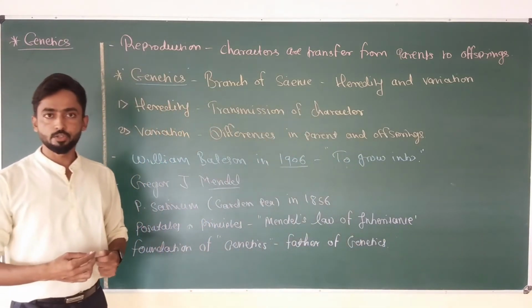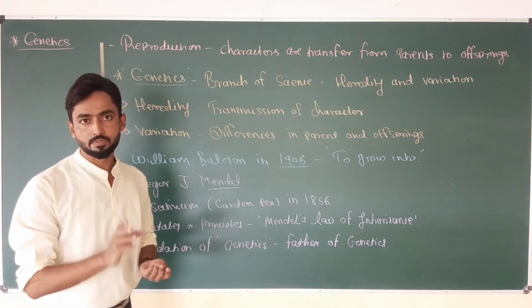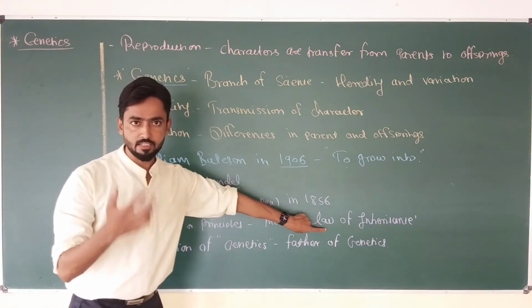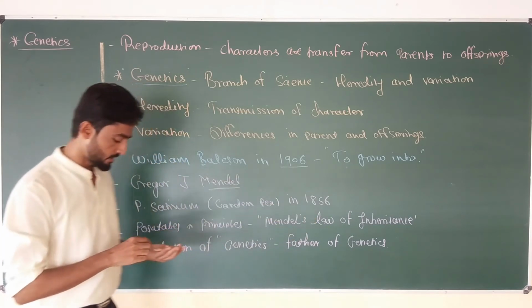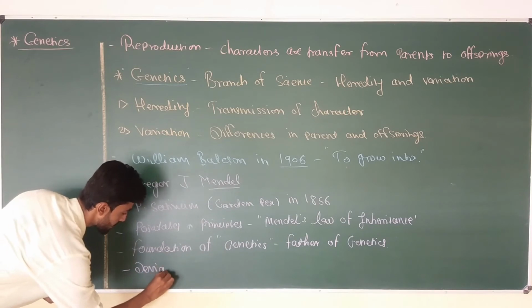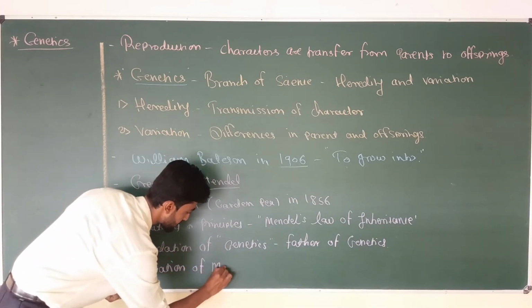After the 19th century, many scientists worked on different organisms, and they found some variation or deviation in Mendel's ratios or Mendel's laws in different organisms, which comes under the heading deviation of Mendelian inheritance.